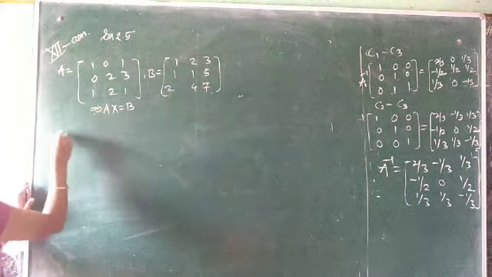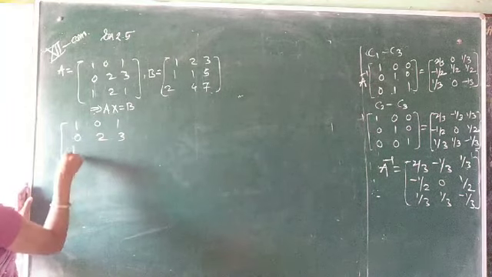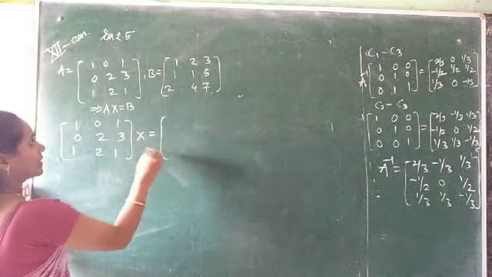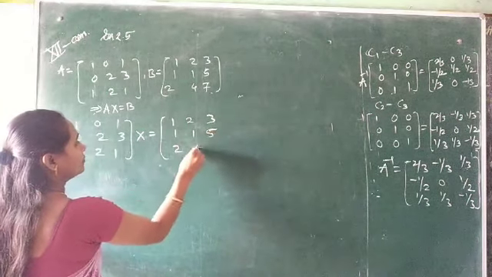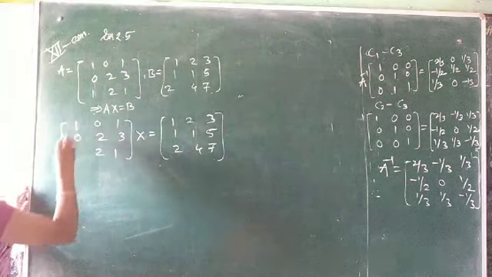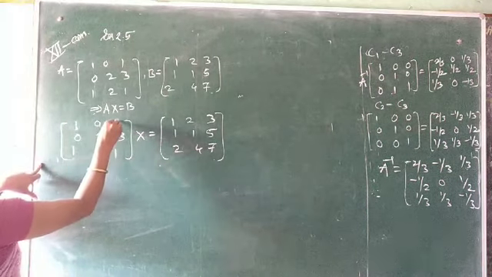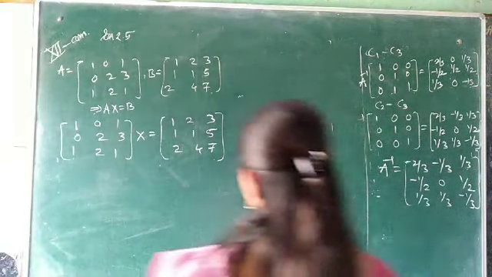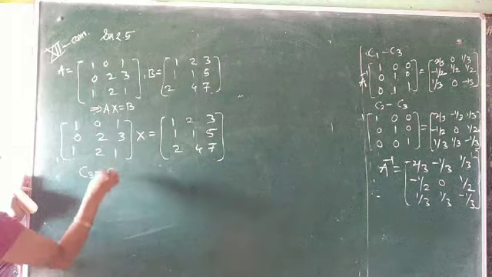From the given condition AX is equal to B: 1 0 1, 0 2 3, 1 2 1, times X, you have to find the matrix, equals 1 2 3, 1 1 5, 2 4 7. So first we use column transformation. First it is 1 0. Now we make this 1 into 0. So first we take C3 minus C1. C3 minus C1. Here we make it 0.